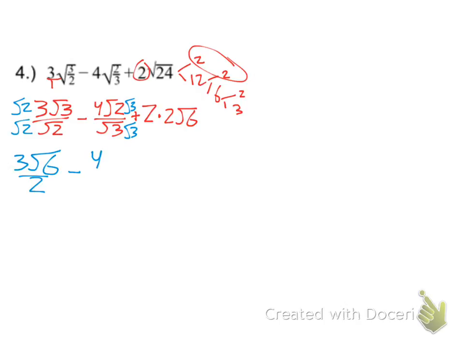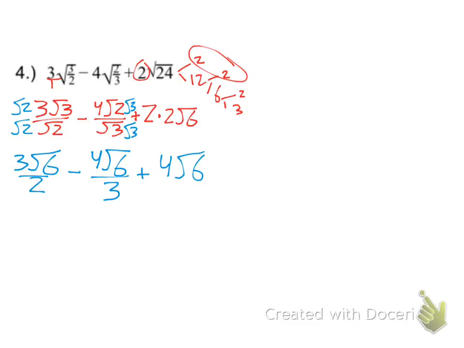Minus 4 times the square root of 6 all over 3, plus 2 times 2 is 4 square root 6. Oh my goodness, they all have a square root of 6. That means they are all like terms. The only problem is you have 3 halves of one, you have 4 thirds of one, and you have 4 of them. Multiply the bottoms by 2 and 3. Now, this is the point where I need to get common denominators, so I have to do it all over again. What's the common denominator between 2, 3, and 1?